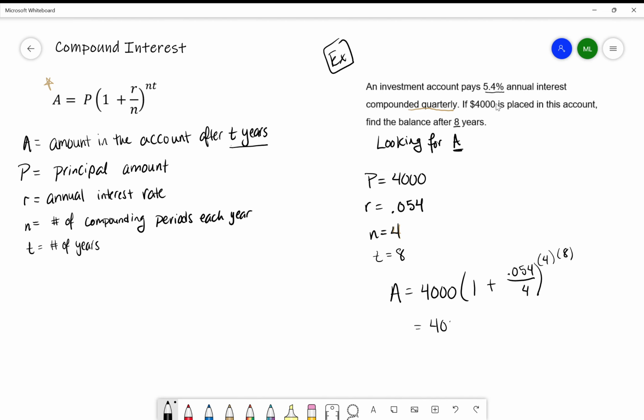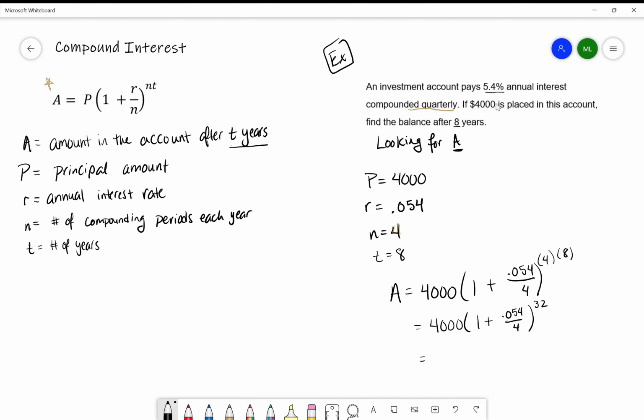You're going to use your calculator, because by hand this would be tedious to calculate. So we have 1 plus 0.054 over 4 to the power of 32. Just make sure you plug it into your calculator correctly. It makes a difference. Calculators are kind of sensitive in that regard.